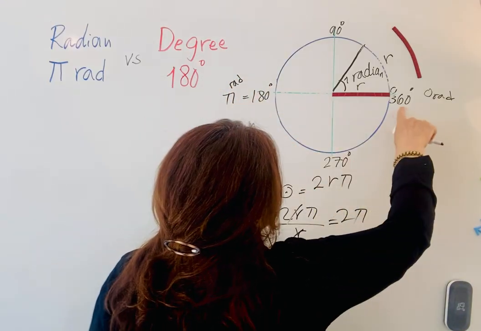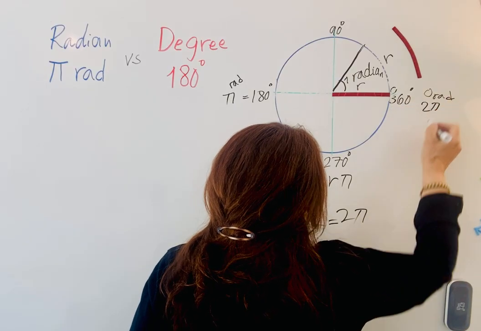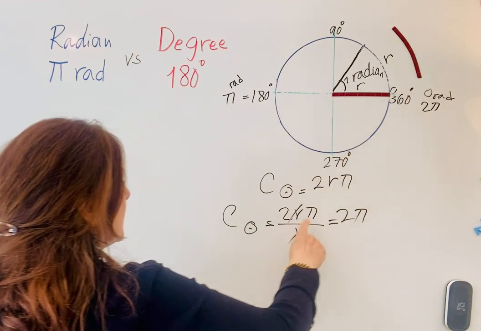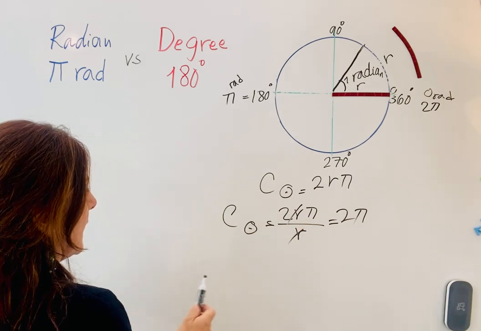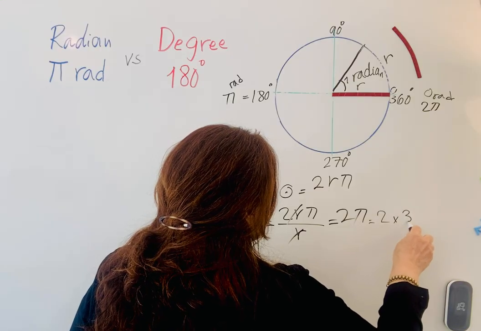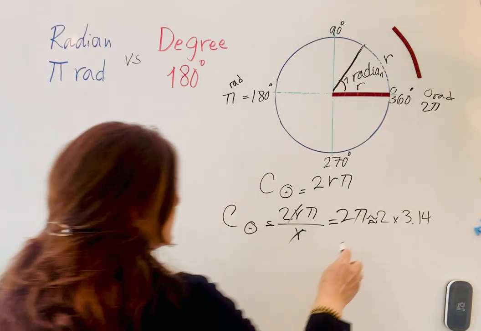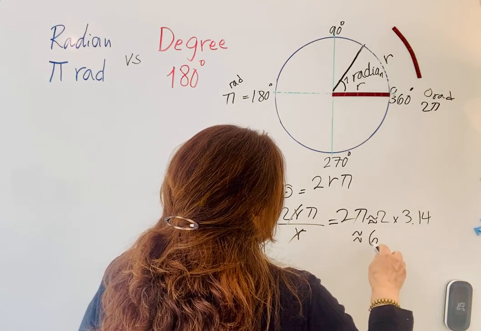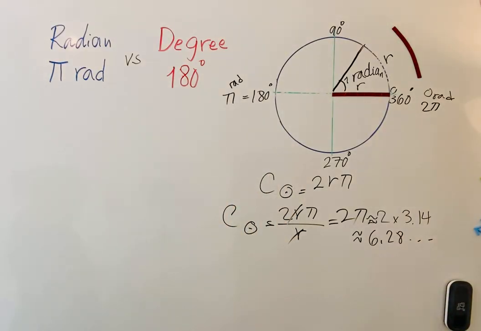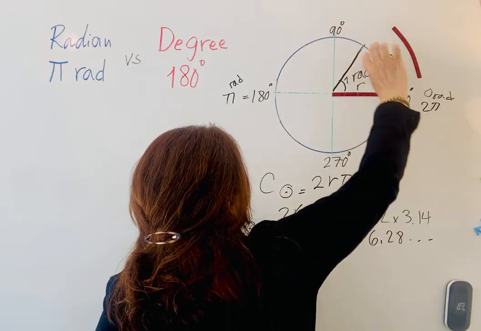And 360 degrees equals 2 pi radian, right? How many of these is that? 2 times 3.14 is approximately 6.28, something like that, dot, dot, dot. So we have about 6 of this R on the circumference.